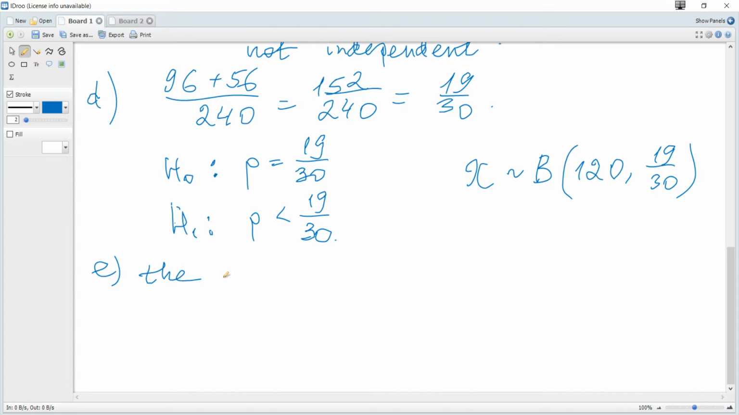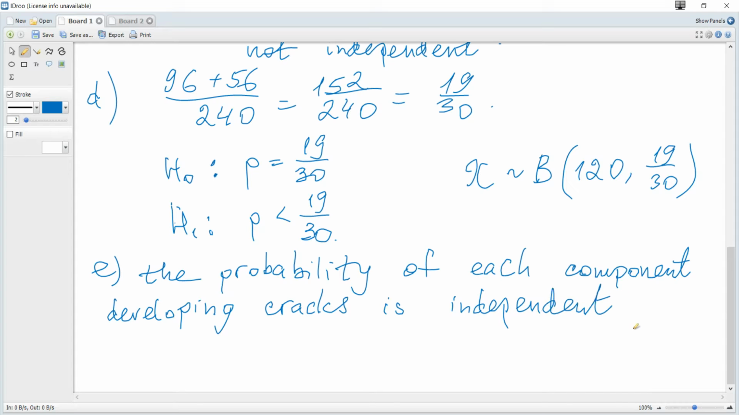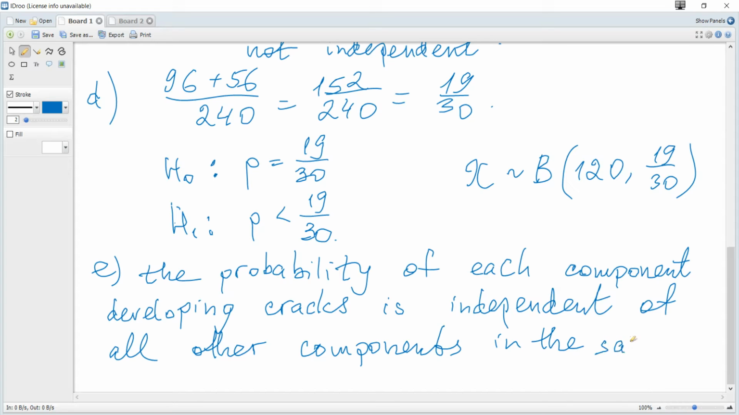So the probability of each component developing cracks is independent of all other components in the sample.